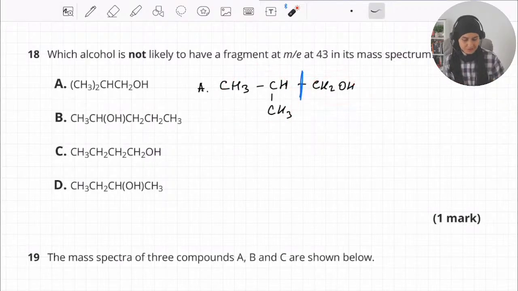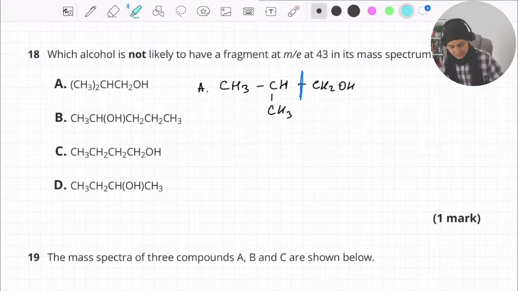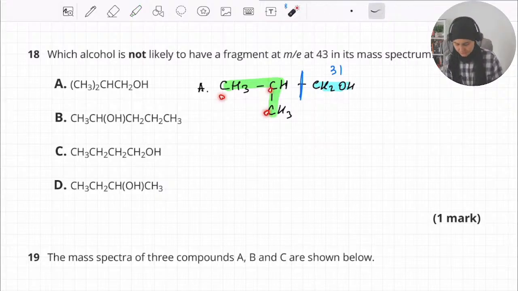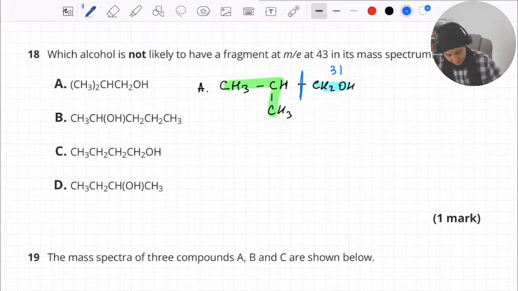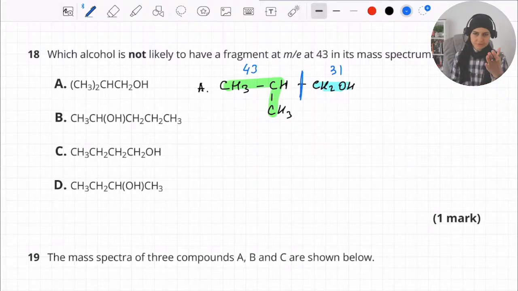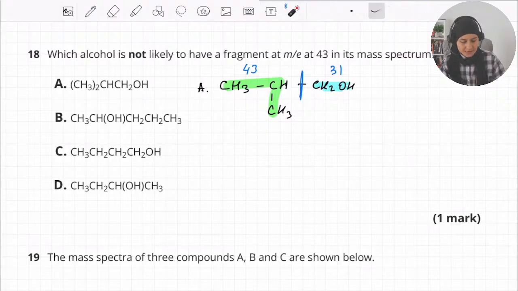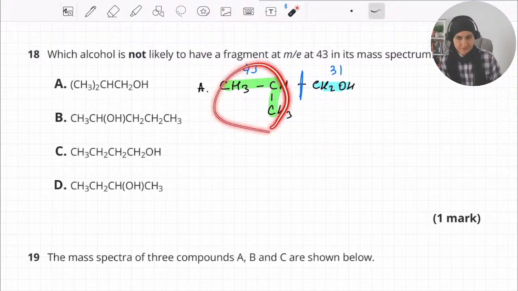Now I will just calculate the masses of each fragment. Let's calculate the mass of this fragment. One carbon is 12, plus two hydrogens, plus 16 for oxygen, plus 1 for hydrogen. So the molar mass of this fragment is 31. What about this one? This fragment has 3 carbons, so 12 times 3, plus 7 hydrogens, plus 7. Yeah, that's exactly 43. So if you have this molecule in your mass spectrum, you could get a fragment with an m/e ratio of 43, because this is the fragment with molar mass of 43.